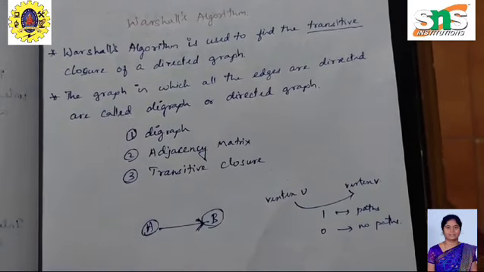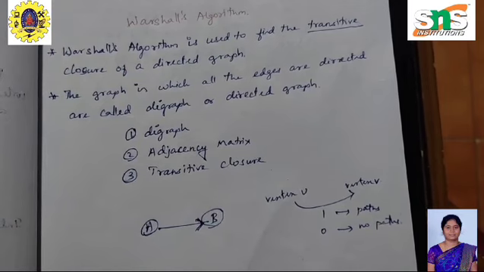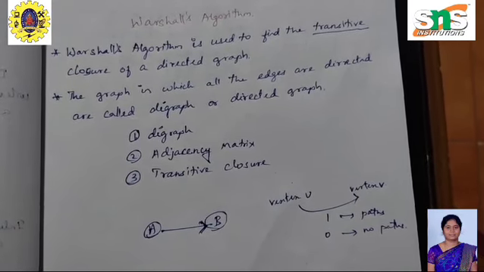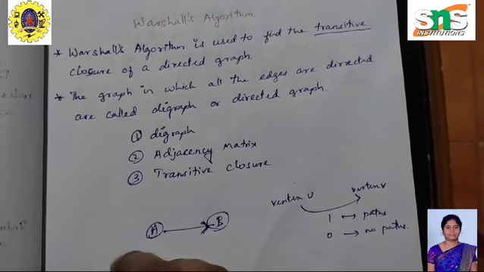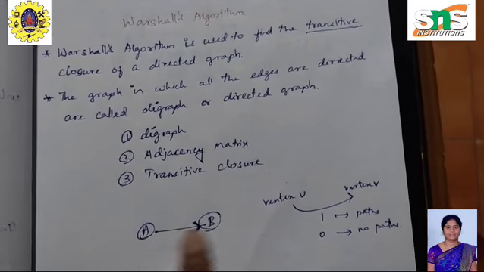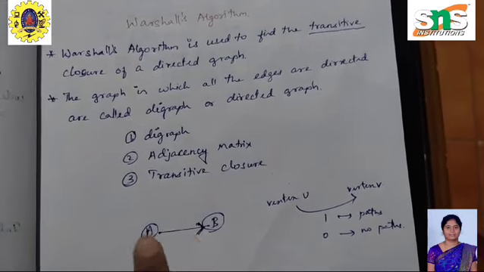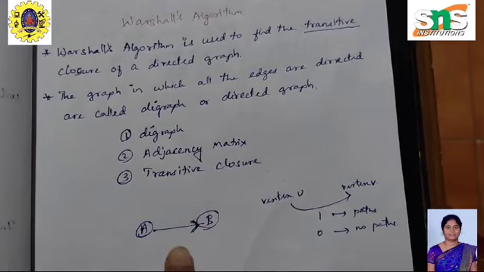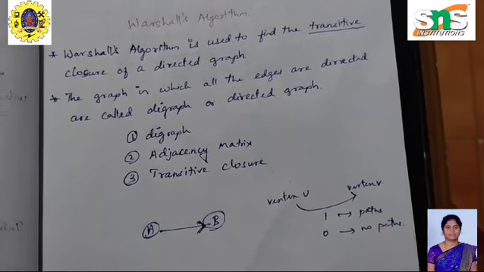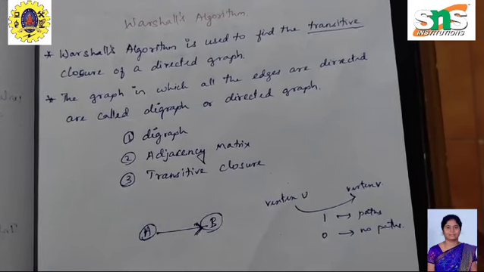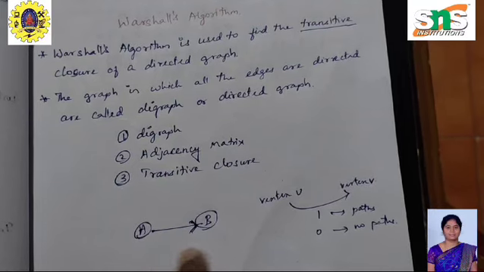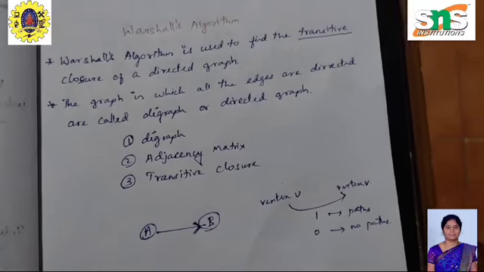Next, second point is the graph in which all the edges are directed is called a digraph. So if you have a graph, then it is directly connected with another node. For example, from A to B you have direction, so all the edges in a particular graph are directed. If you have those edges, then it will be called a directed graph. Adjacency matrix is nothing but you have a graph, for that you are supposed to form an adjacency matrix, that I will show in the next step.